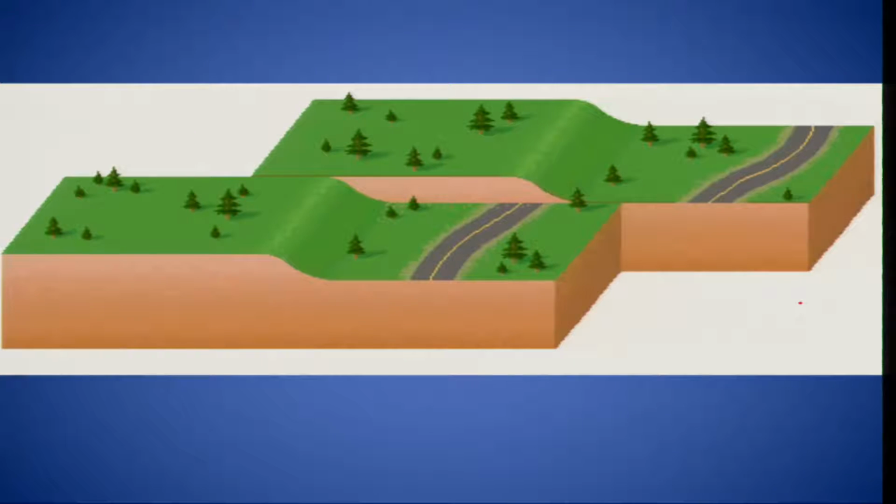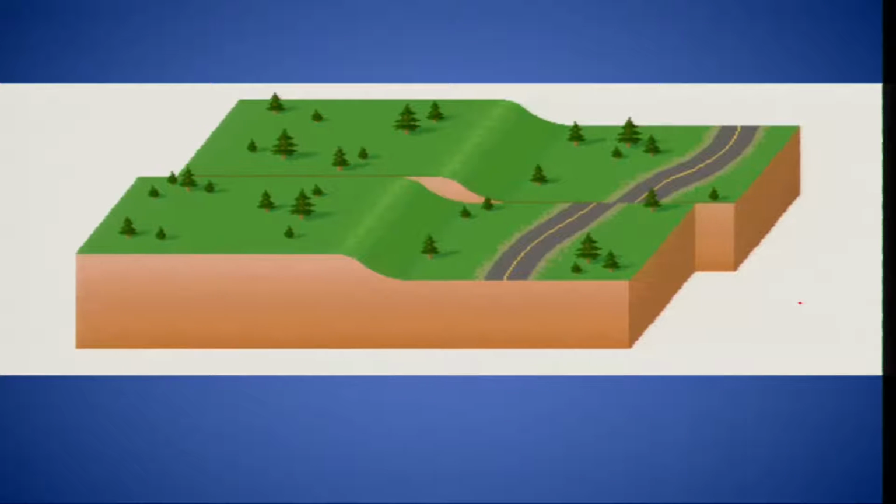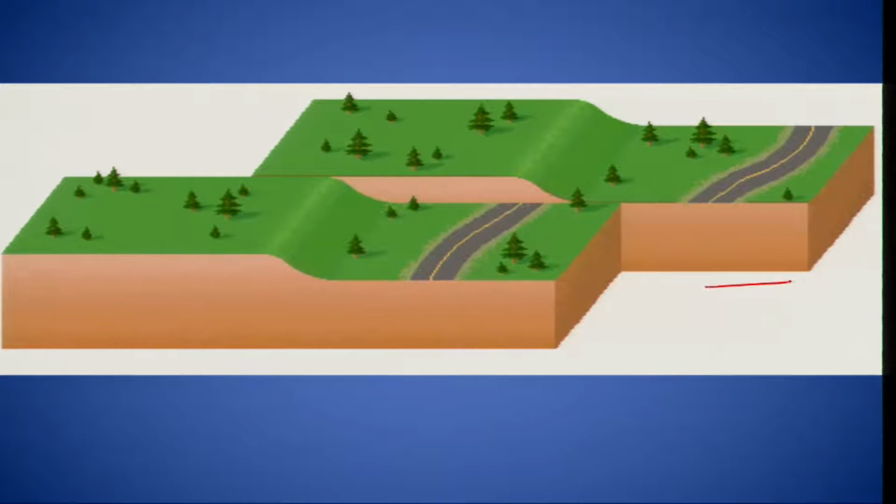Now this cartoon clearly shows that one block has moved past the other in a particular direction. If you see this, this block has moved in this direction, whereas this block is moving here. So this is the strike of the fault. It has moved along the strike of the fault, hence it is termed a strike-slip fault.